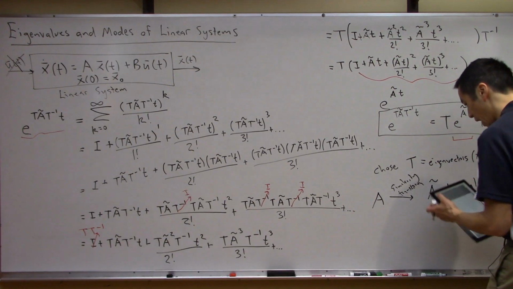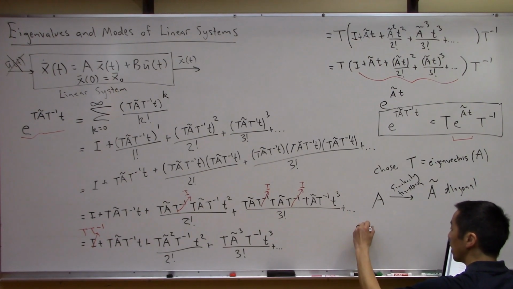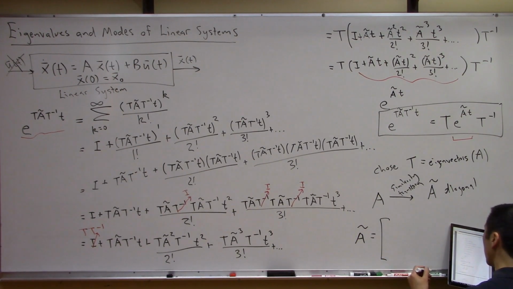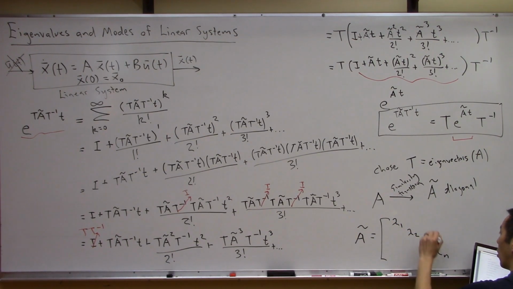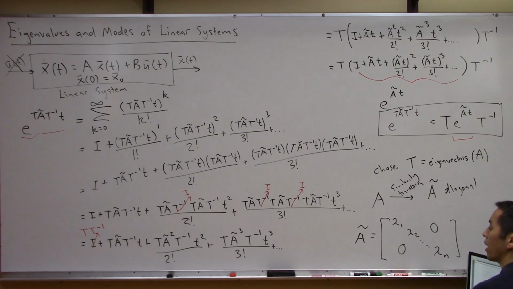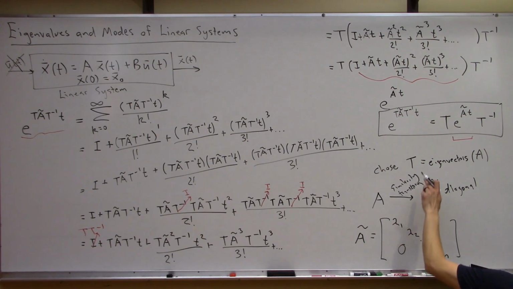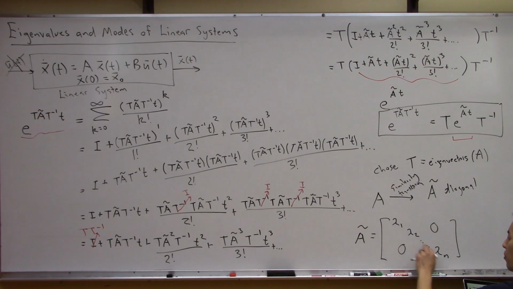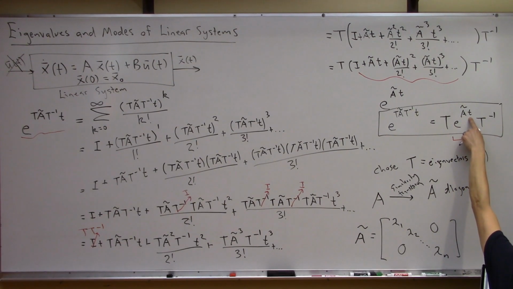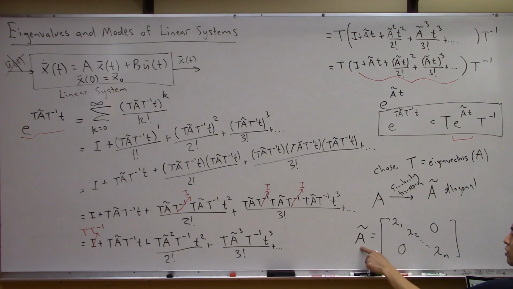And more importantly, not only is A tilde diagonal, but it has the eigenvalues lambda 1, lambda 2, all the way down to lambda n on the diagonal, and 0 everywhere else. Sometimes this is referred to as a modal transformation or a diagonalization process. So under this, let's ask ourselves, what does e to the A tilde t look like with a diagonal A tilde matrix?